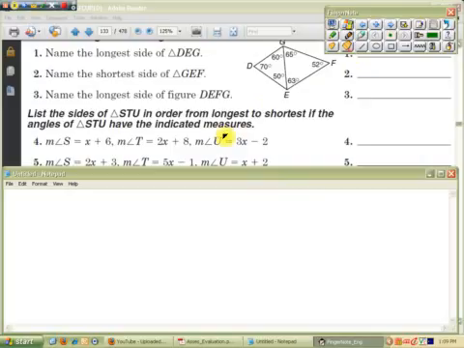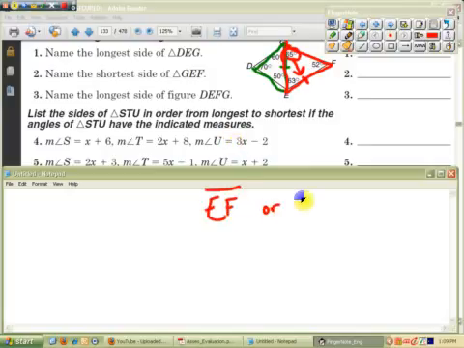Now number three, the longest side of the figure, so the entire figure. What you have to do is break it down into parts. First, the longest side in this triangle is GE. Okay, this is the longest side in this triangle. But the longest side in this triangle is EF, because it's across from the 65-degree angle. So because EF is bigger than EG in the middle, EF has to be the longest side in the entire picture. Or again, if you switch the letters and you got FE, that's fine too.